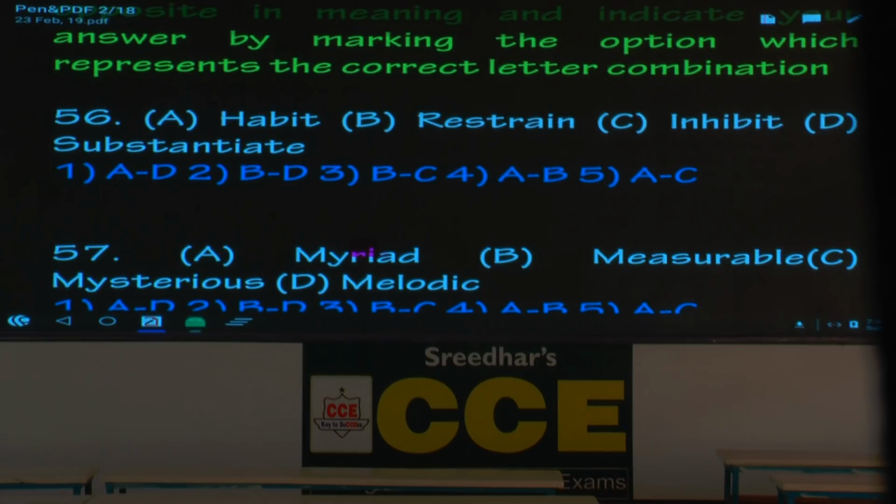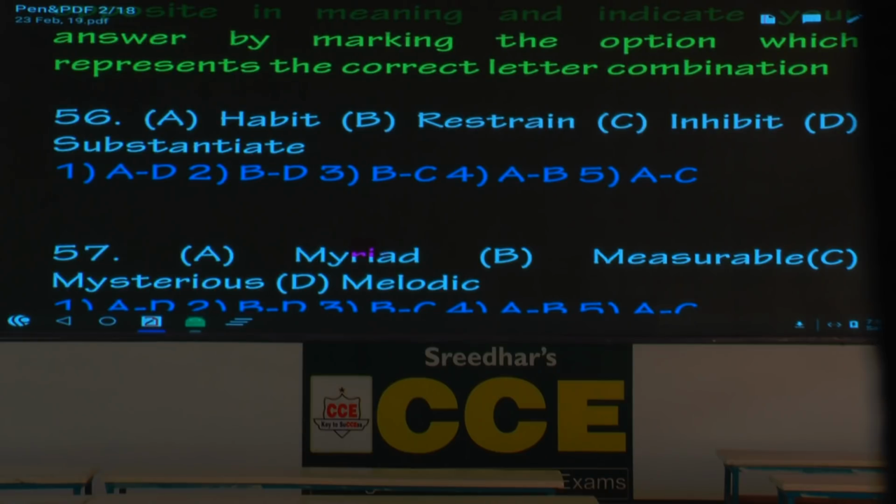Now again problem with the key. Forget the key. First word habit. We'll take that. Restrain. Restrain means what? Keep away. Stop doing something. Keep away from something. Usually it goes with bad habits. Restrain yourself from bad habits, from drinks, from smoking. Means don't smoke, don't drink. Inhibit. Inhibit means what? Stop. Restrain also means, in a way, stop.